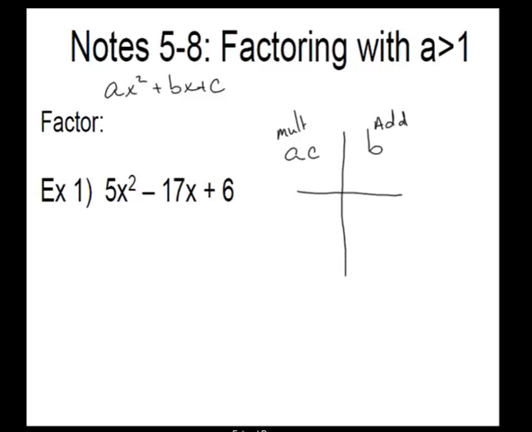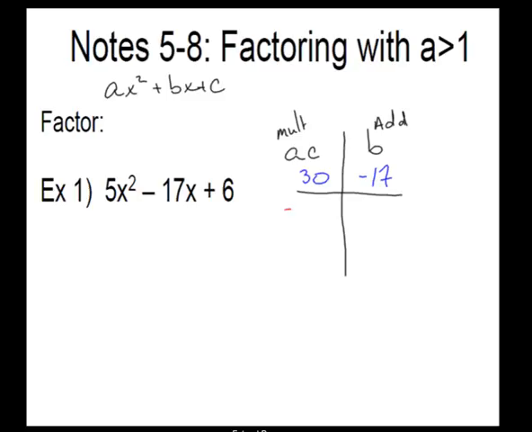So I'm going to multiply 5 times 6, and 5 times 6 gives me 30. And b, in this case, is a negative 17. So I have to figure out what I can multiply to get 30 but add to get a negative 17. Since my 30 is positive and my 17 is negative, I know that both of my numbers have to be negative factors. So I don't concern myself with the positive factors, only the negative ones.